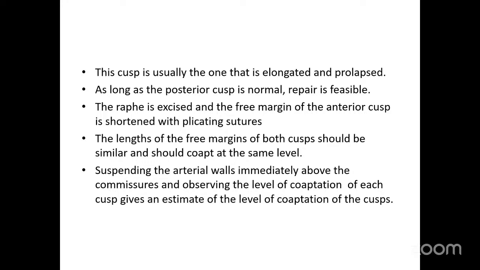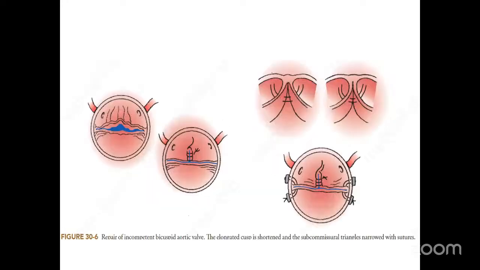The raphe is excised, and the free margin of the anterior cusp is shortened with plicating sutures. The length of the free margins of both cusps should be similar and should coapt at the same level. Suspending the arterial wall immediately above the commissures and observing the level of coaptation of each cusp gives an estimate of the level of coaptation of the cusps. This is a very important point.